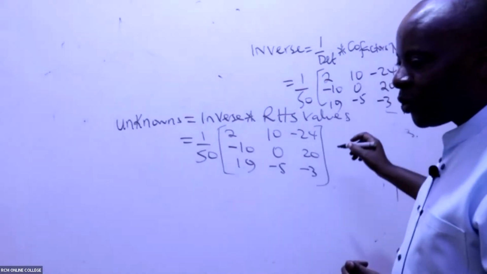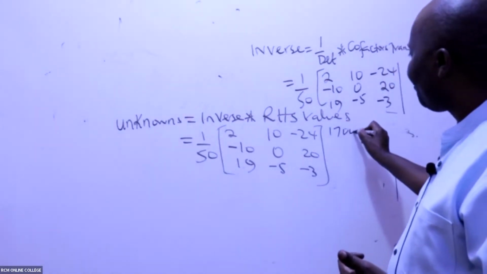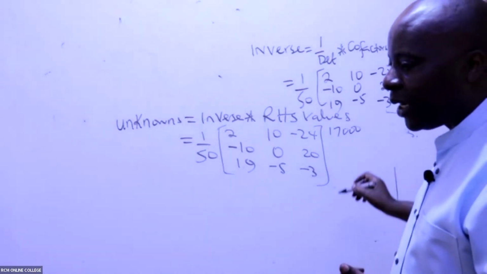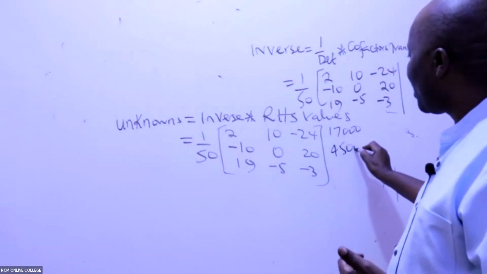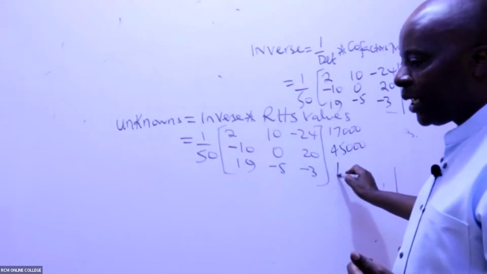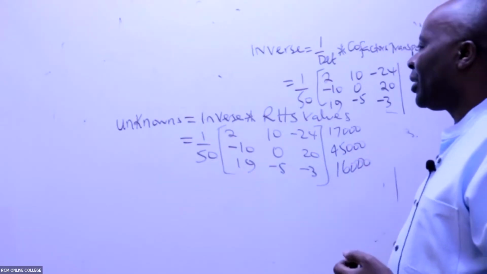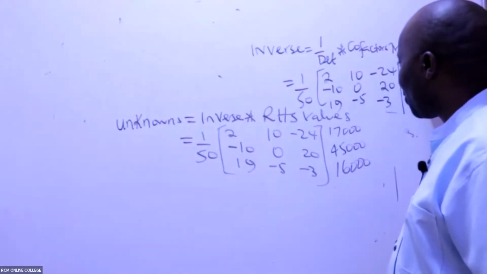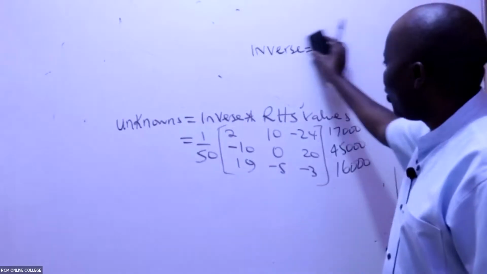So the first one was 17,000, and then we have 45,000, and then now we have 16,000. Thank you so much. So then you go ahead and do your multiplications.